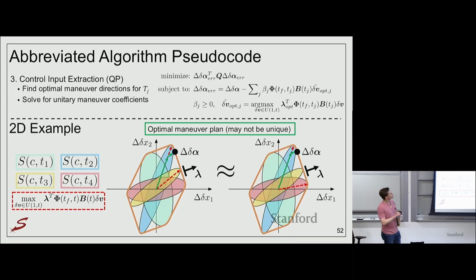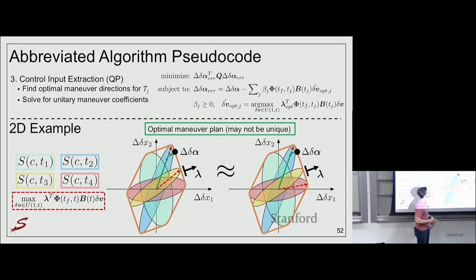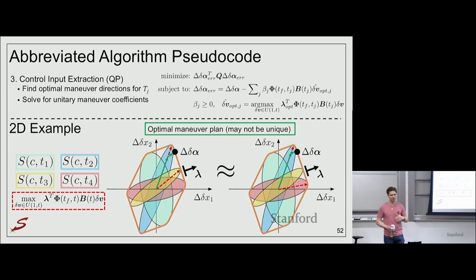So now we're going to do control input extraction, which I know is a big new equation that hasn't been shown at all previously, but we're effectively just trying to minimize the square of the error for all of the optimal maneuver times that we have in our optimal set.